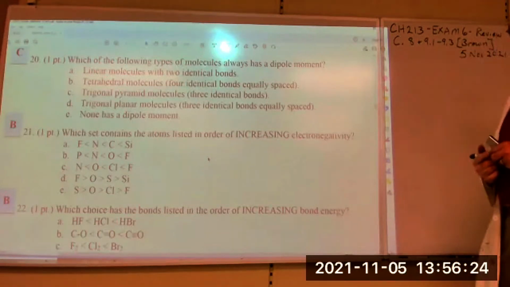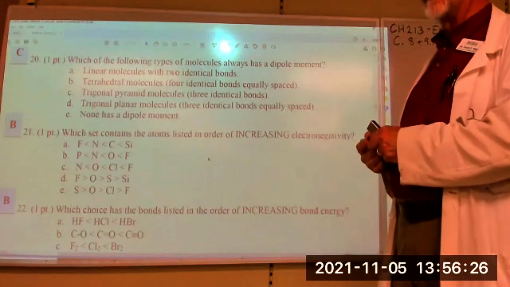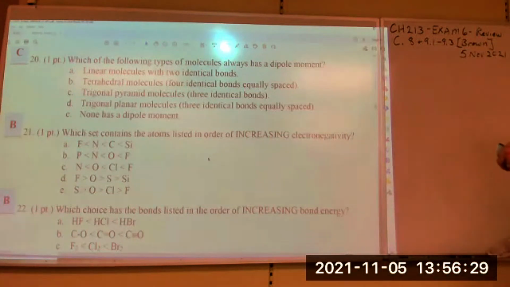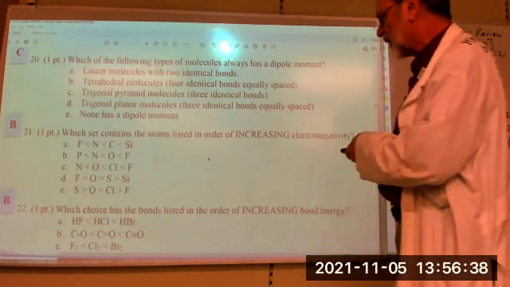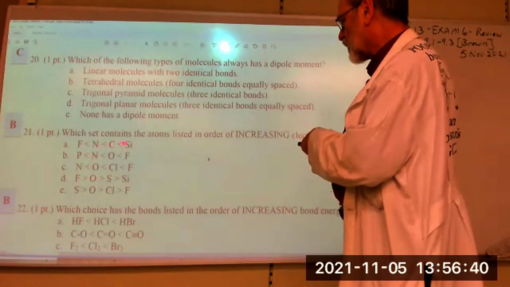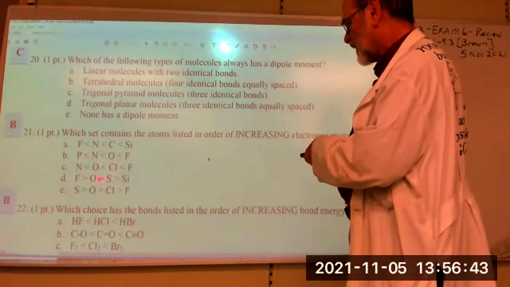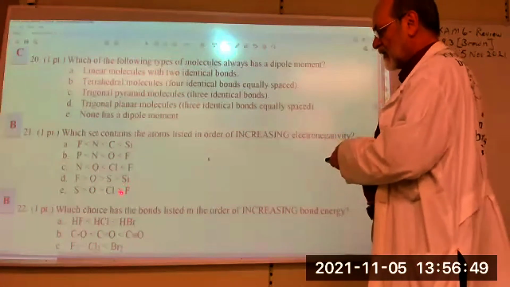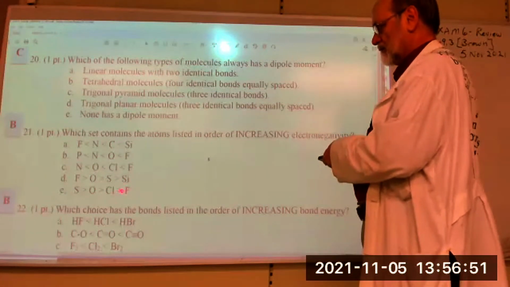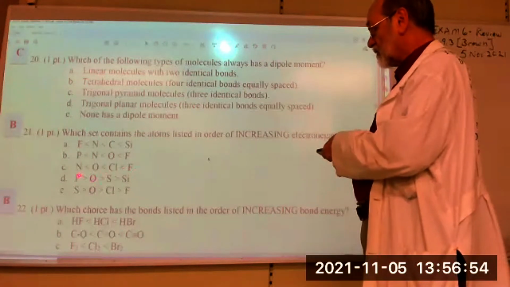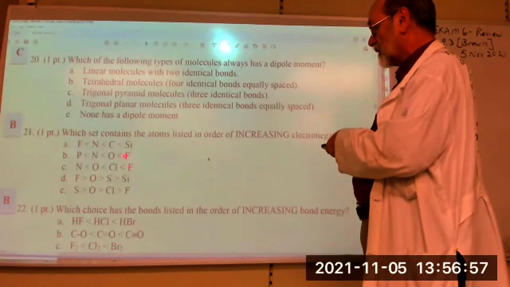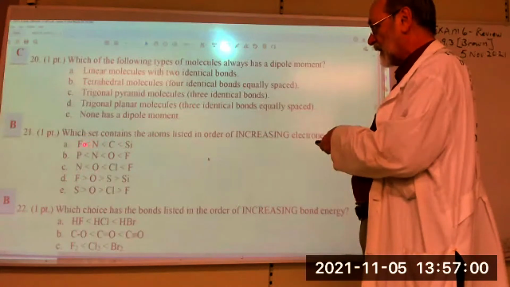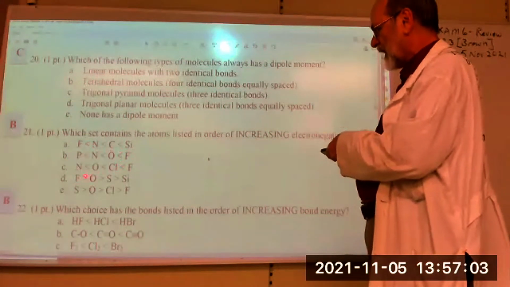Oh. We use our periodic table slide on this. Probably. Yeah. Which set contains atoms listed in order of increasing electronegativity? So the more electronegative, oh, wait a minute. This is okay, increasing from left to right, but this one is backwards, and that one's backwards. Well, it can't be this one. Fluorine's the most. Right. Can't be that one. Could be this one on that far end, or this one on that far end. This one can't be this one. That's on the small end. So it's got to be this one, or that one.